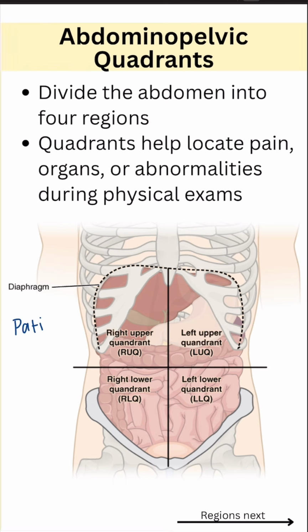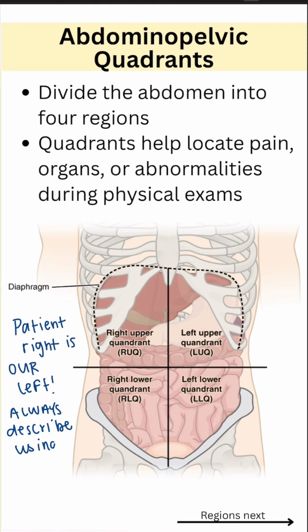Remember that when we describe a patient's anatomy, we are always using their perspective and not ours. That means that their right is on our left. That's why the diagram is labeled in the top left, the right upper quadrant, because it looks like our left, but it's that patient's right. It is necessary to remember this because this is universal across the entire world. We always chart and document using the patient's perspective.